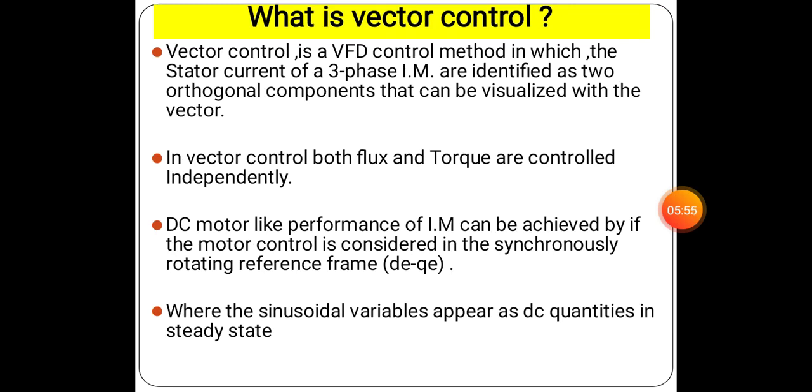Now we are going to the main point: what is vector control. Vector control is a variable frequency drive control method in which the stator currents of a three-phase induction motor are identified as two orthogonal components that can be visualized with vectors. In the vector control method, both flux and torque are controlled separately. So DC motor-like performance of an induction motor can be achieved if the motor control is considered in the synchronously rotating reference frame, where the sinusoidal variables appear as DC quantities in the steady state.